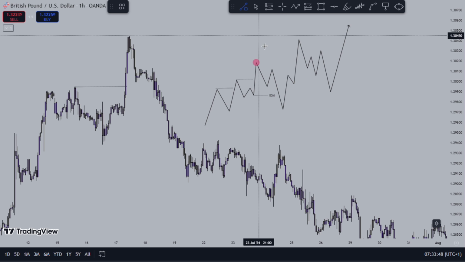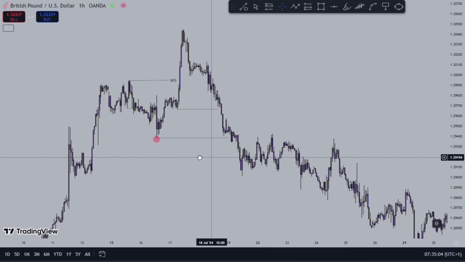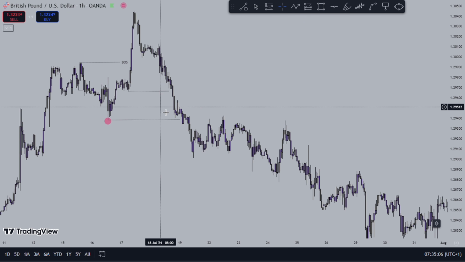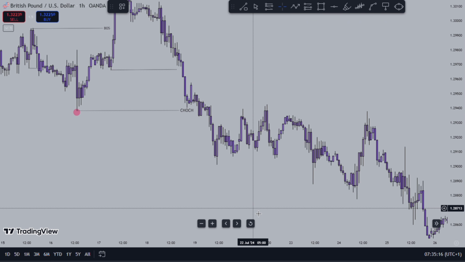After you've been able to identify this valid break of structure, you keep on marking your structure. Once this break of structure is validated, then this low becomes confirmed, and you can see that this is our inducement. Then price gives us a change of character over here. After this change of character, we keep on marking our structure, identify our inducement, and price keeps moving. So I'm going to fast forward from here till we reach current price action.